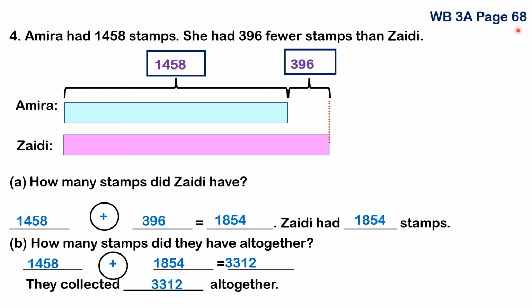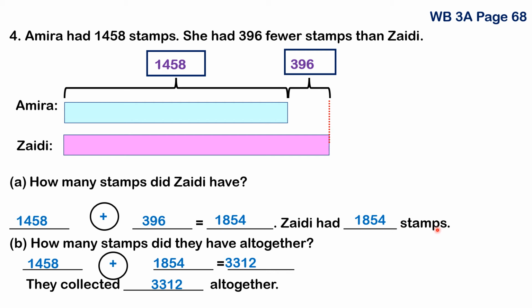Now let's go to question number 4 on page 68, where Amira had 1,458 stamps and she had 396 fewer stamps than Zaidi. Okay, so how many stamps did Zaidi have? So what we need to do is add 1,458 with 396 to get 1,854.